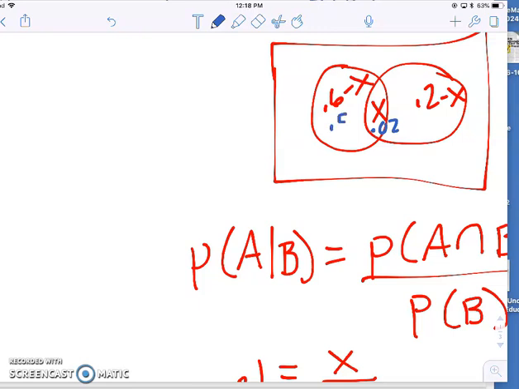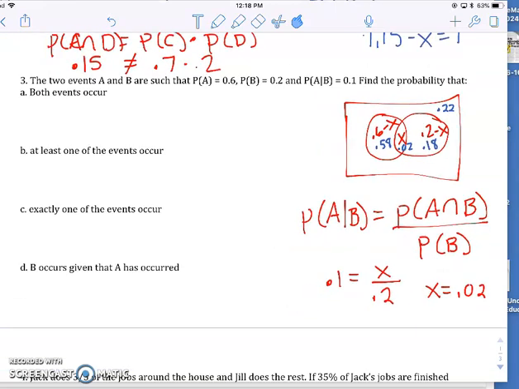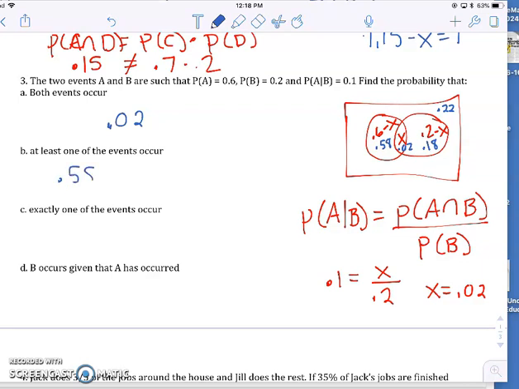So we have 0.58 here, 0.02, so 0.18. And if we add this all together, let's see, 0.6, 0.78, that means 0.22 has to be on the outside. So the probability that both events occur is 0.02. At least one occur. That would be everything in the circles. So we do 0.58 plus 0.02 plus 0.18. So we have 0.78. Exactly one event occurs would be 0.58 plus 0.18, so 0.76.